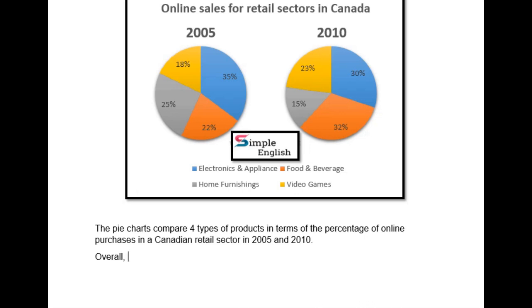Overall, as you can see, Canadians bought mostly electronics, right? In both years. Here it's one of the biggest ones, and here it's obviously the biggest one. So electronics and appliances are the biggest. So let's say Canadians mostly bought electronics and appliances from the web. From the web means online, right? From the internet.